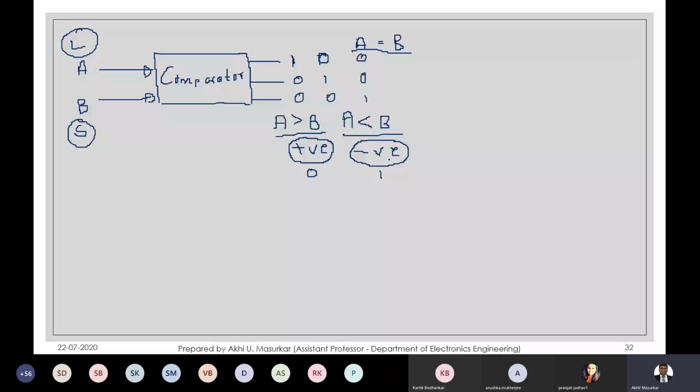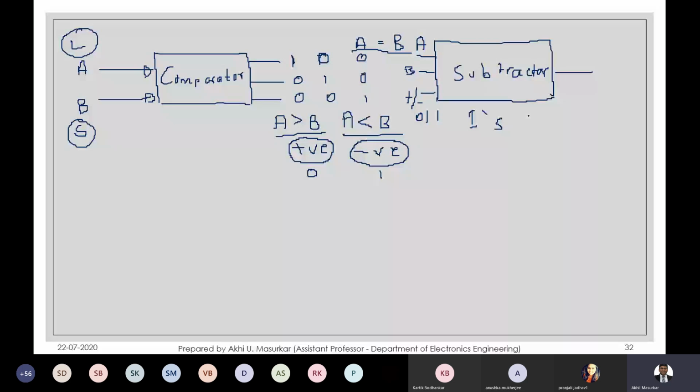Once I know these values, now what I do is I give two inputs, that is A and B, and whether the answer is positive or negative, to the subtractor. Positive or negative means whether it is 0 or 1. Then subtraction will happen with 1's complement or 2's complement, whichever method you write, and then you get some answer.